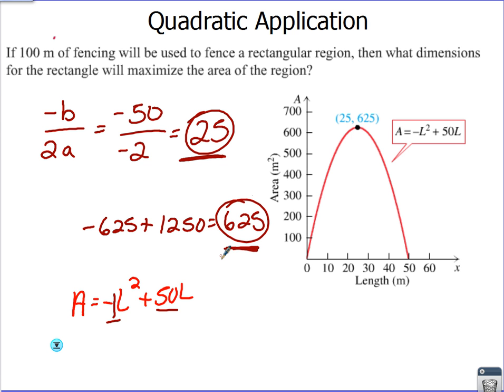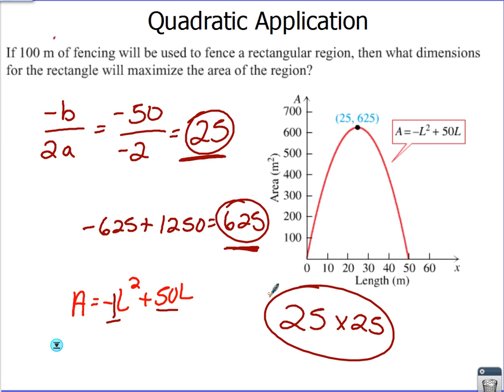Now we really didn't finish answering the questions though, because it doesn't just ask for the length, it asks for the dimensions. If 25 is the length, what would be the width? Do you remember how we defined the length and the width? The length was L, which is what we have. The width was 50 minus L. So if the length is 25, what is the width? So a 25 by 25 square. And you're going to use all 100 feet of fence, 25, 25, 25, 25. You used all 100 feet of fence, and that yields the maximum area.